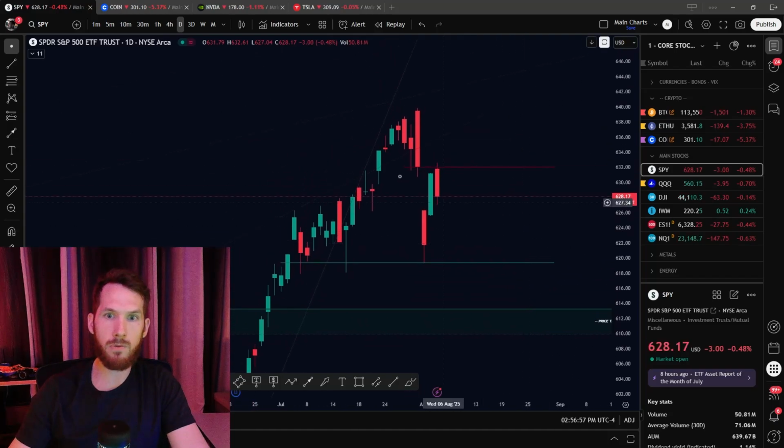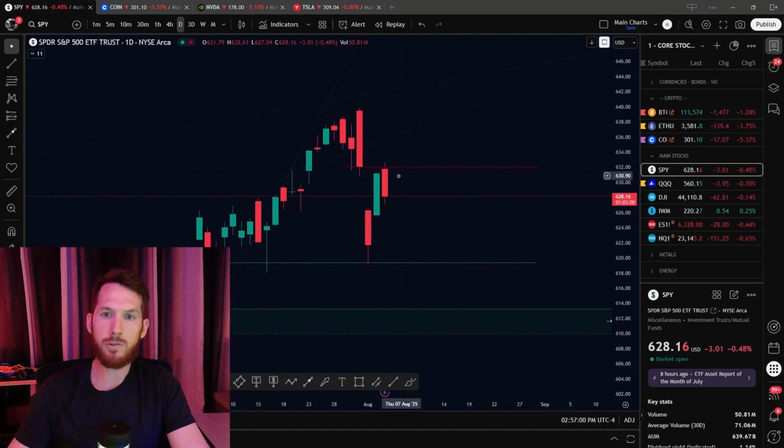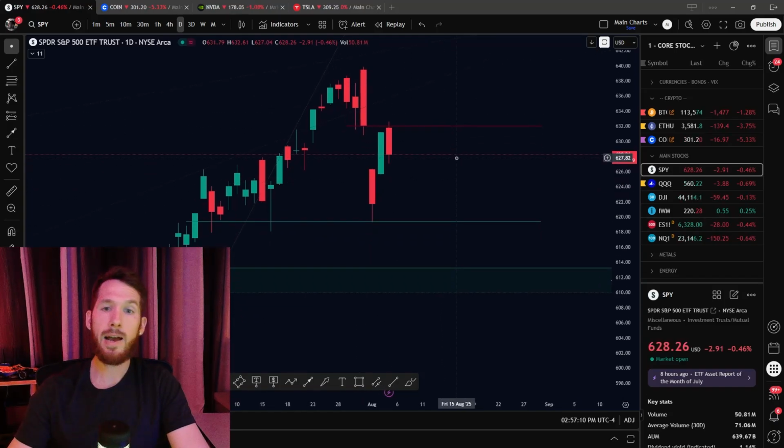Now, this gap fill level is going to be resistance, so price needs to break above this resistance level here if we're going to get a move higher. If it does break above resistance, we're likely going to get a retest of this prior all-time high. However, if price does not break above this resistance level, we're going to see a move down here to retest this pivot low, and we'll see if it can stay above this.